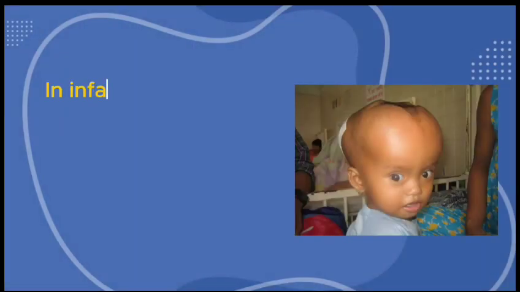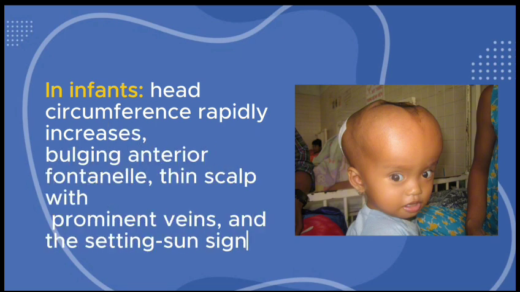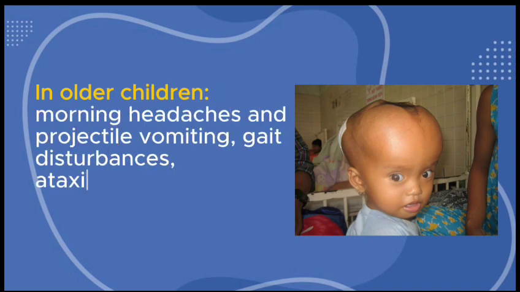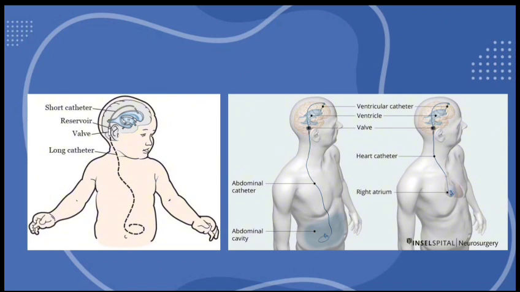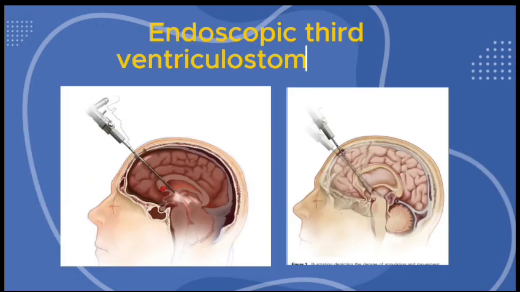3. Symptoms. In infants, rapidly increasing head circumference, bulging anterior fontanelle, prominent scalp veins, and sunsetting eyes. In older children, morning headache and projectile vomiting, gait disturbance, ataxia, and cognitive decline. 4. Common treatment modalities. Ventriculoperitoneal shunt, VP shunt. This procedure involves the surgical implantation of a catheter system to create an artificial drainage pathway for cerebrospinal fluid, CSF. Endoscopic third ventriculostomy, ETV. An endoscope is used to create a small opening in the floor of the third ventricle, allowing cerebrospinal fluid to bypass the site of obstruction.